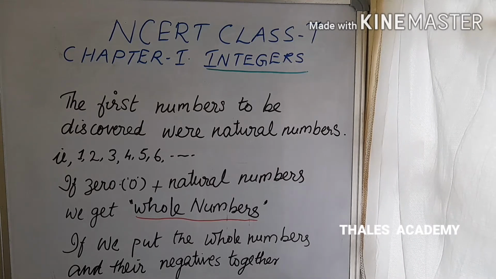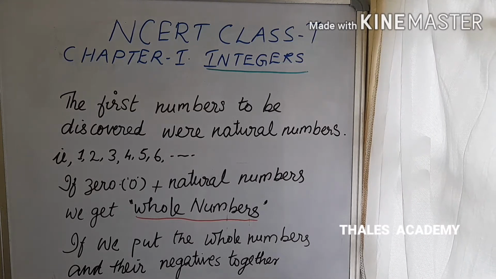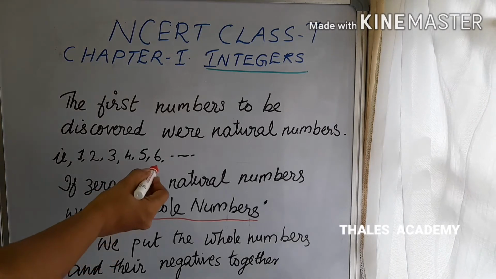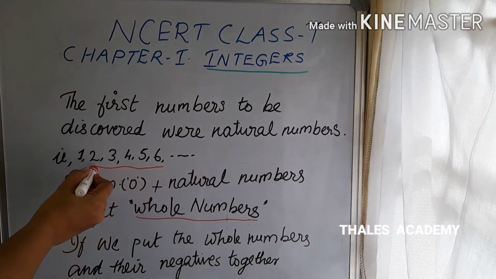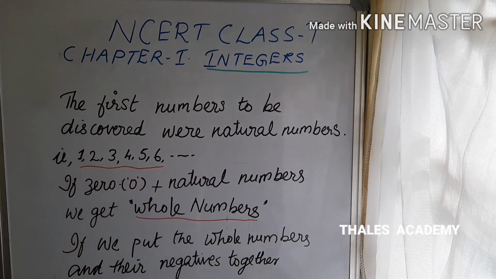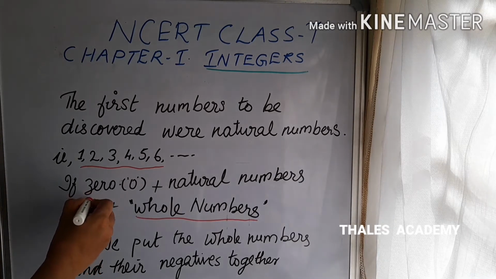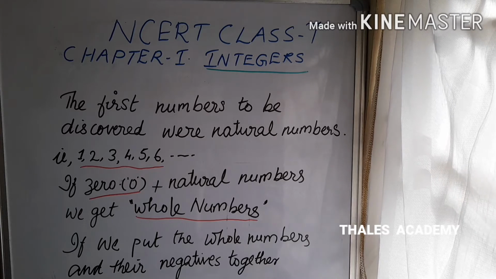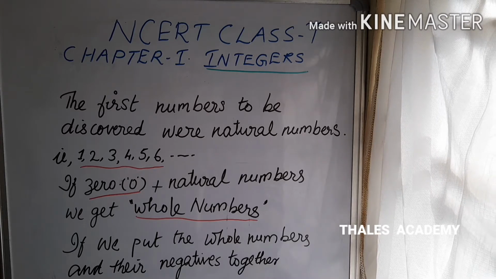Today we are going to learn about NCERT Class 7 Chapter 1 Integers. As we know, the first numbers to be discovered were natural numbers, that is 1, 2, 3, 4, 5, 6 etc. up to infinity. If we add 0 to the natural numbers, we get whole numbers.